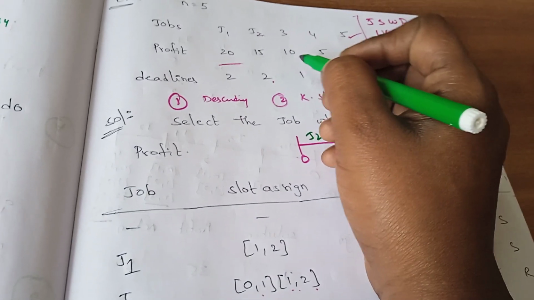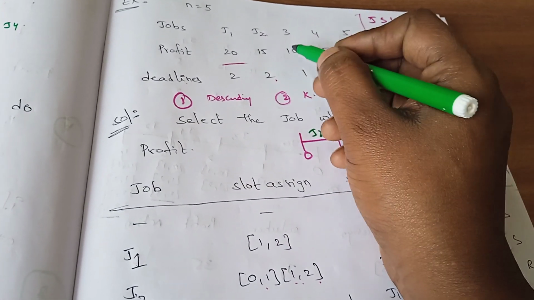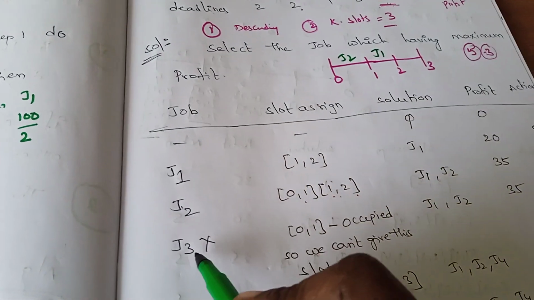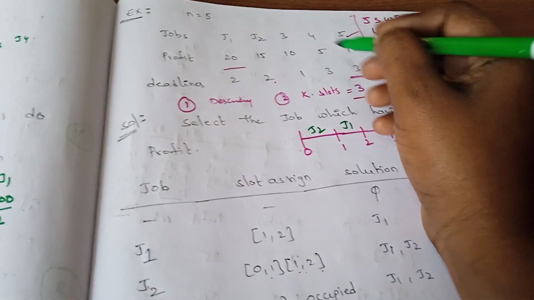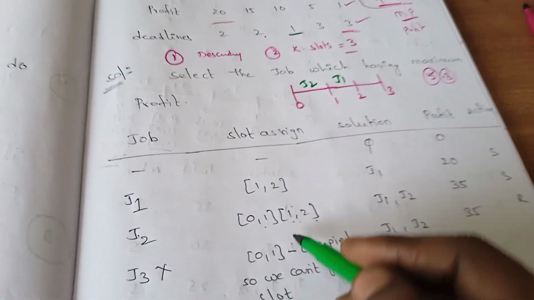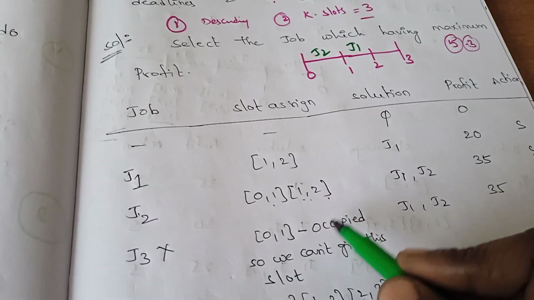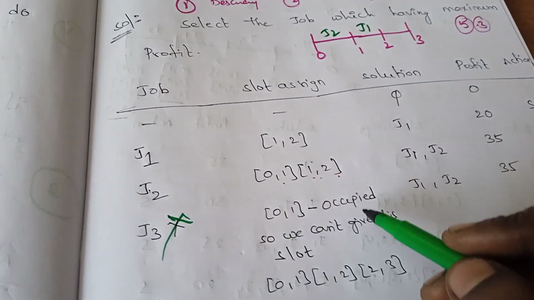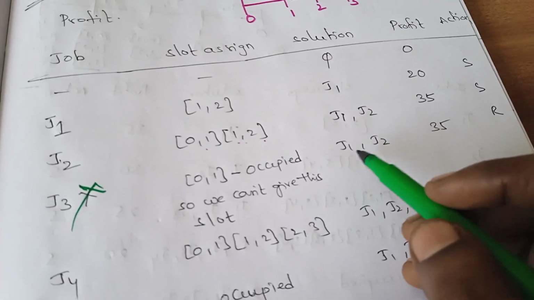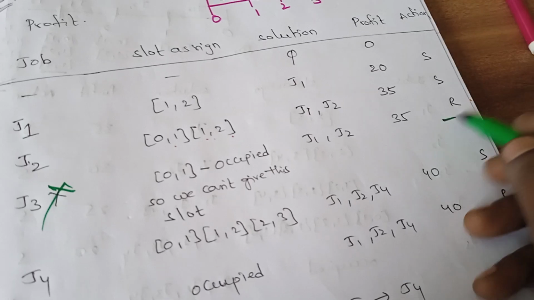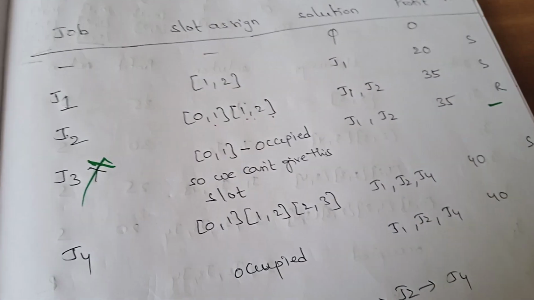Now come to J3. Why J3? Because of the 3 leftover jobs it has higher profit than the other 2. So the J3 job is selected, and its slot is only 1. That means it can wait only a single hour, so the slot is only 0 comma 1. That is already occupied, so we can't give this slot. That's why it is marked X. The solution is not updated, still J1, J2, and the profit is not updated either, still 35. The action is rejected. We rejected the J3 task.